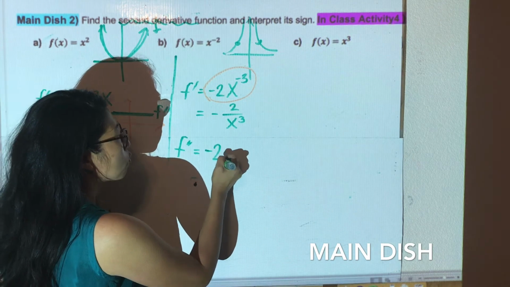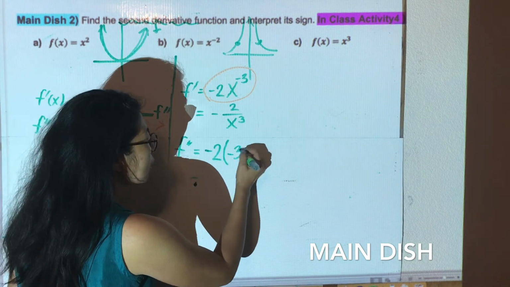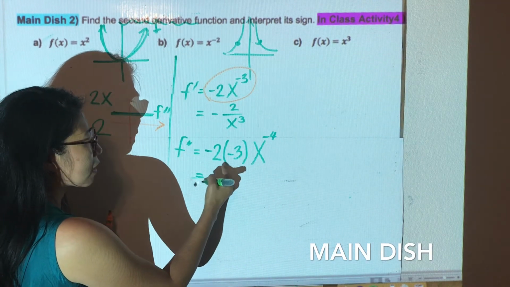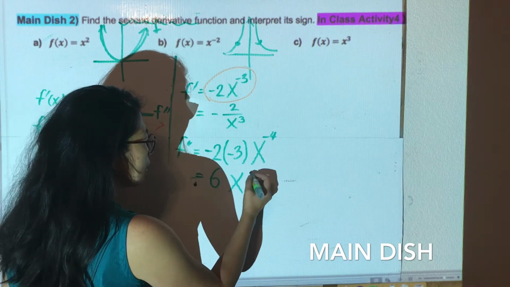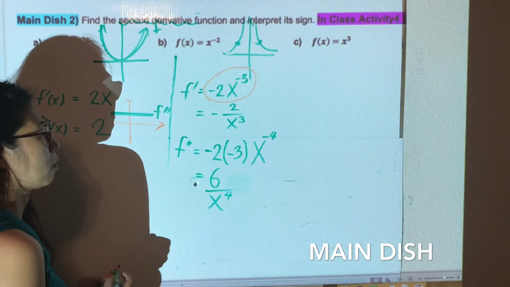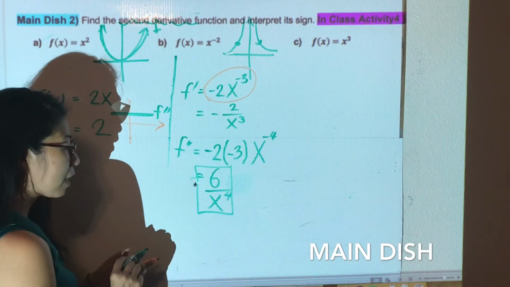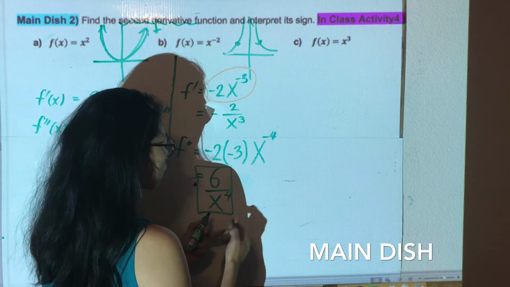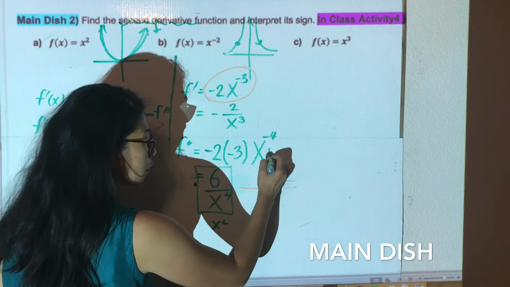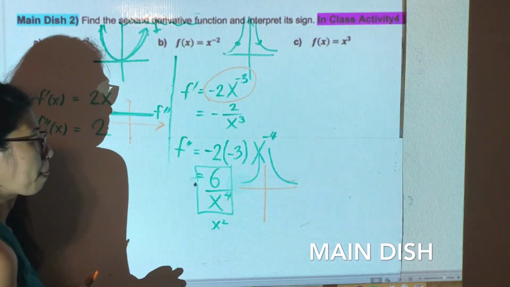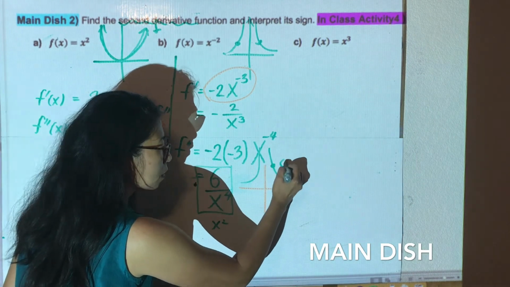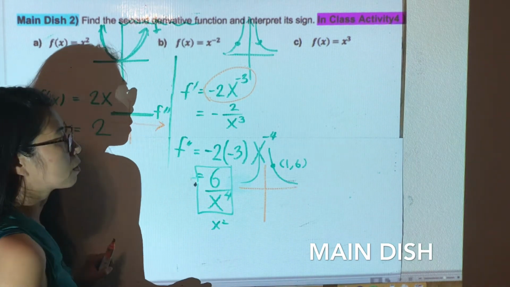So negative 2, and then I have to bring negative 3, x to the negative 4, the second derivative, I get 6 over x to the 4th power. Do I know this graph? Yeah, I know the rough shape. Rough shape of this graph will look like an x squared, but it's steeper, right? Like that. And then 6 will increase by 6. So the point here is going to be (1, 6). You can plug in 2.